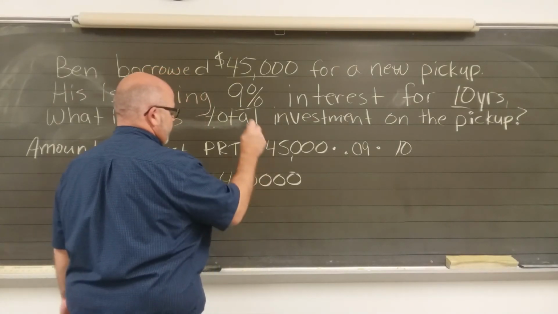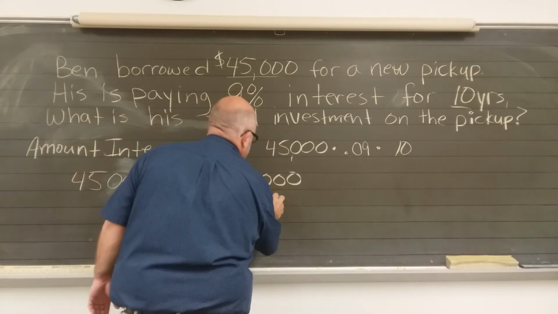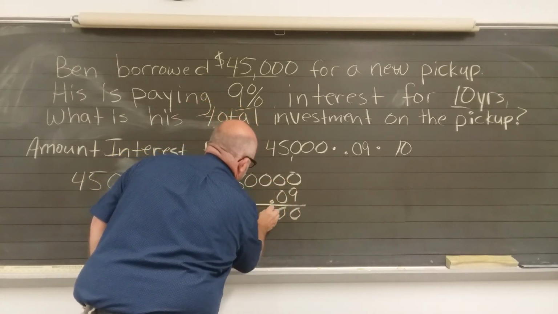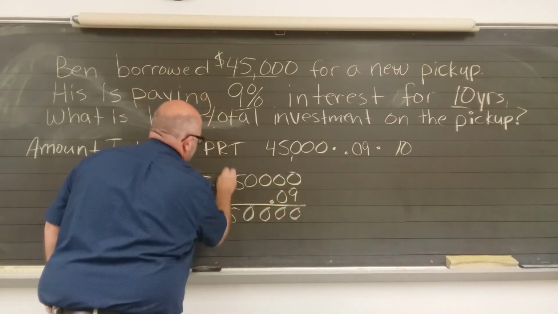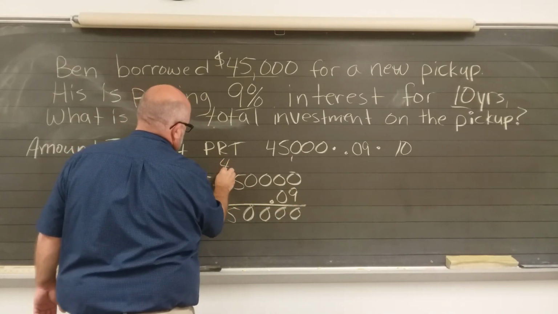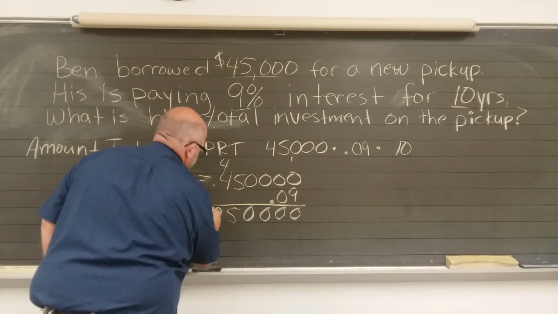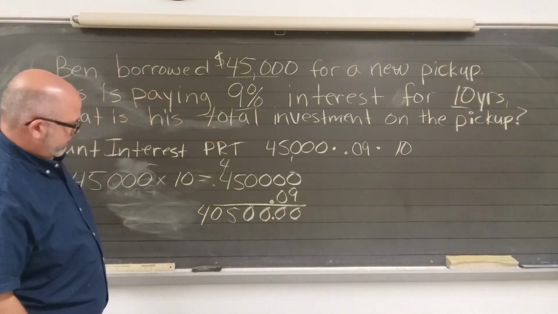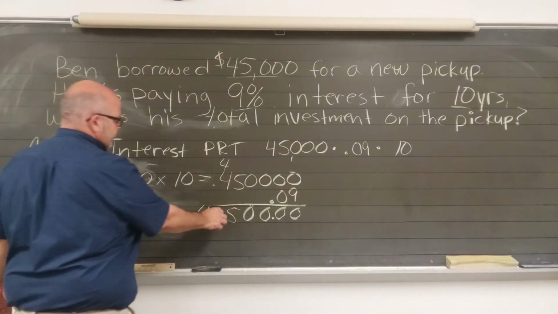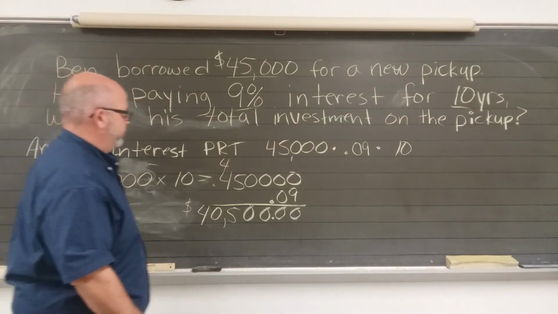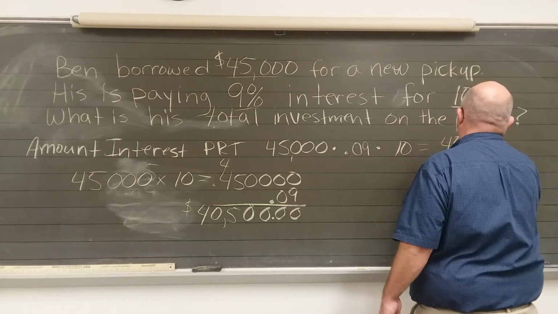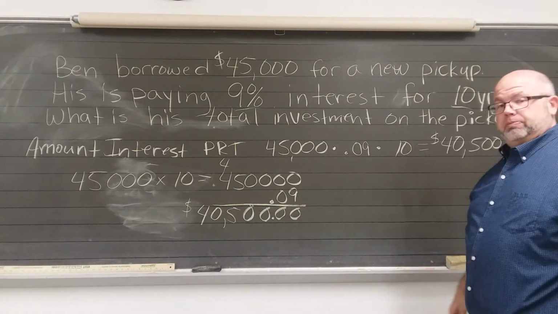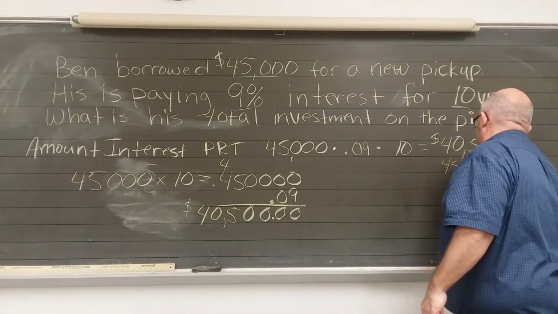Multiply that by 0.09. 450,000 times 0.09. All right? 9 times 5, 45. 9 times 4, 36. 37, 38, 39, 40. 2 places in. You don't have to make these rows here. 2 places in. And that is how much interest you are paying. $40,500 is your interest. Okay? $40,500. That's interest. Total investment means that you need to add the 45,000 onto that yet.